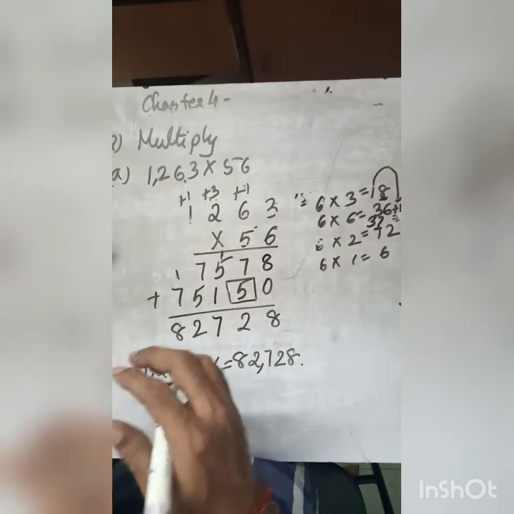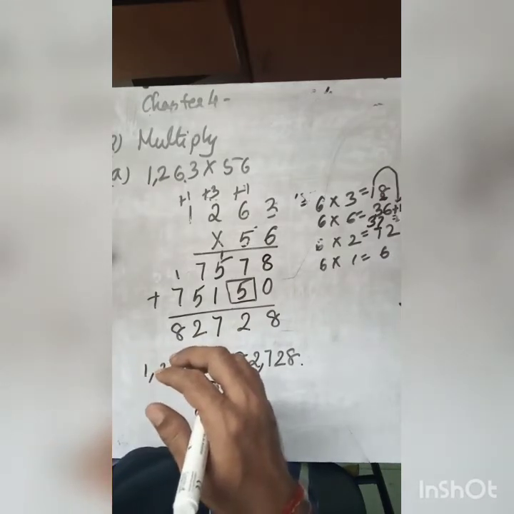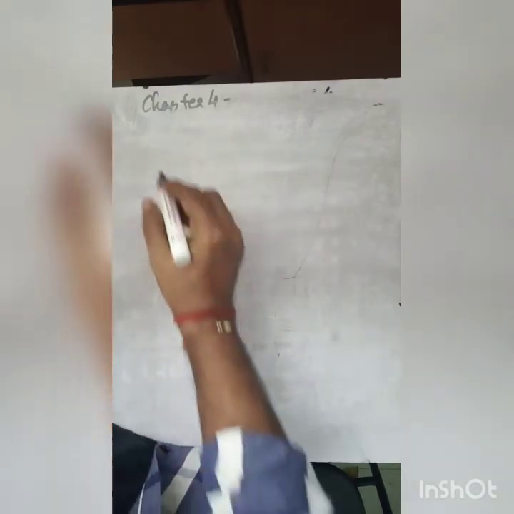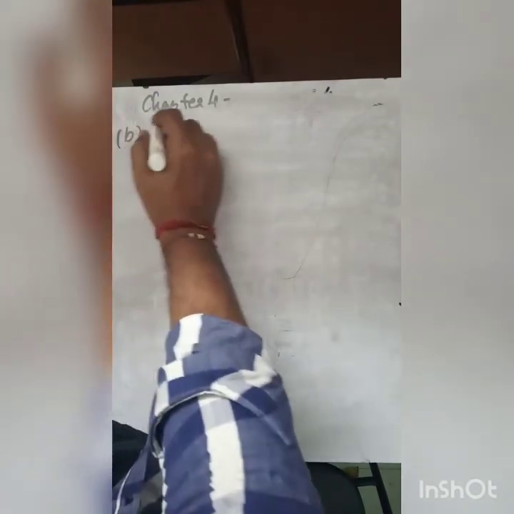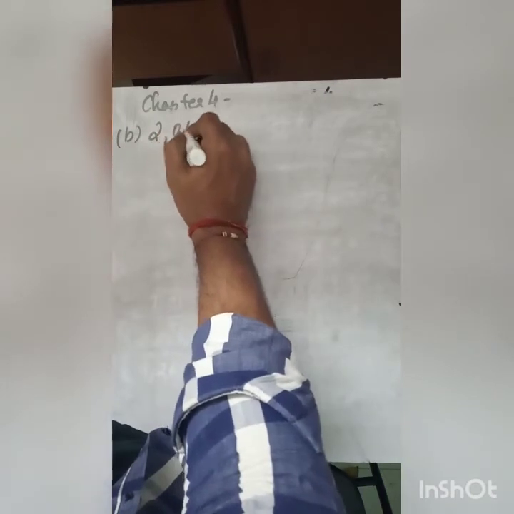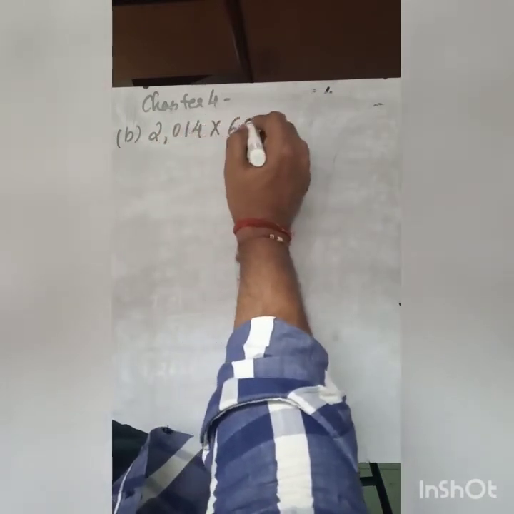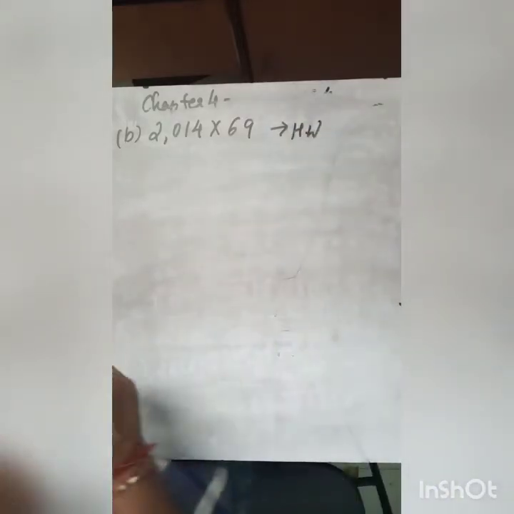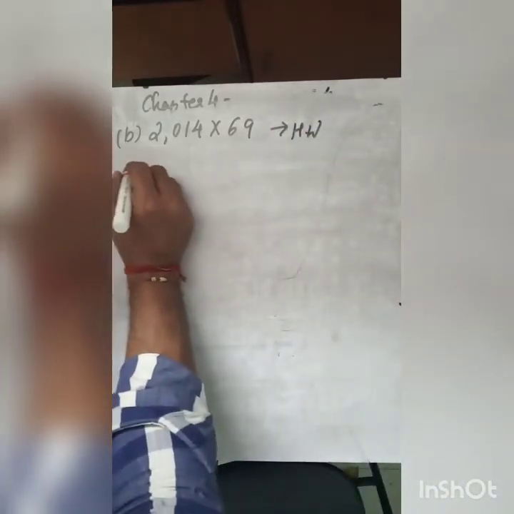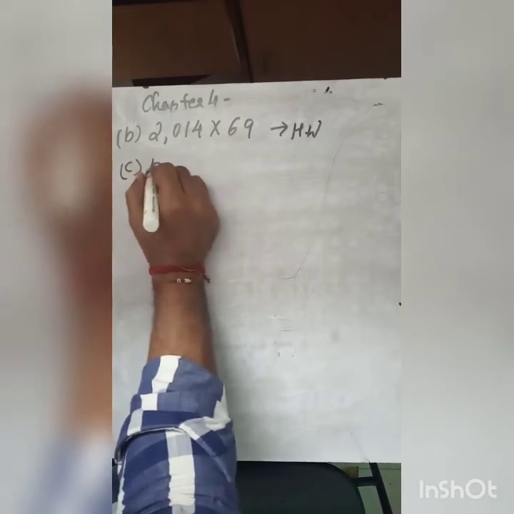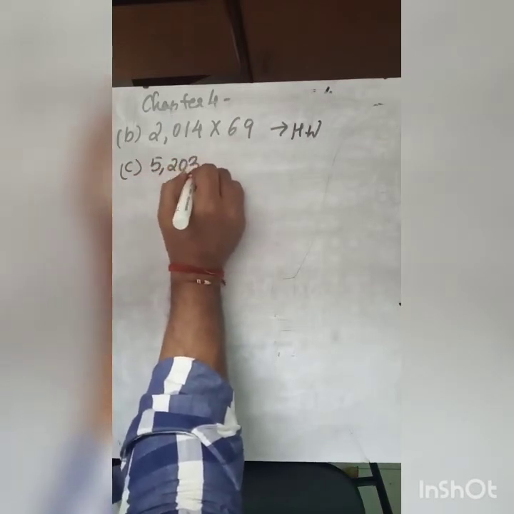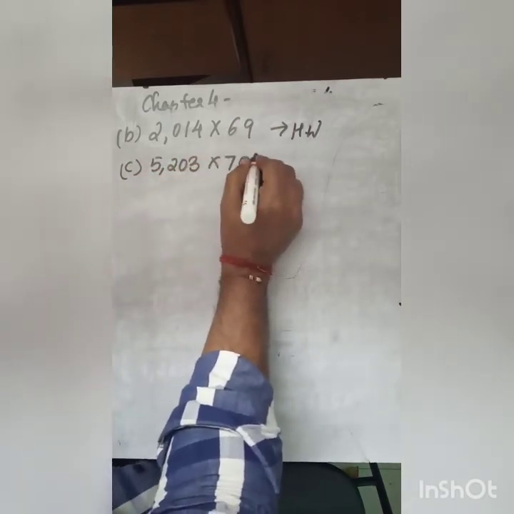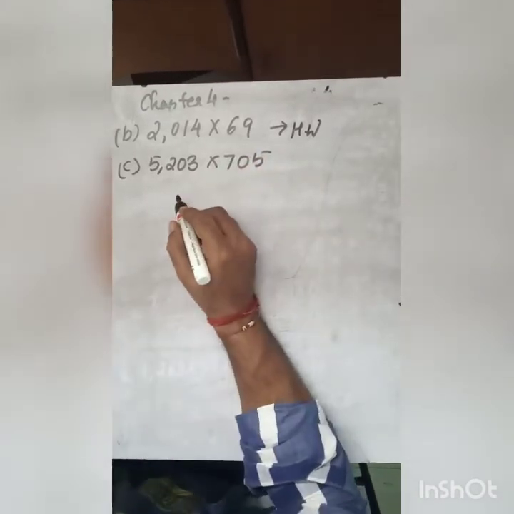Now we'll start with sum number B for question 2. We've already done question number 2A. Now question number 2B, that is 2014 multiplied by 69. This would be homework for you people, which is almost the same as question number 2A. We'll be doing 2C now, that's 5203 multiplied by 705.